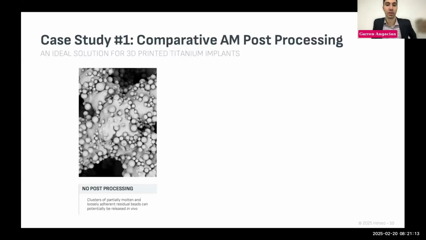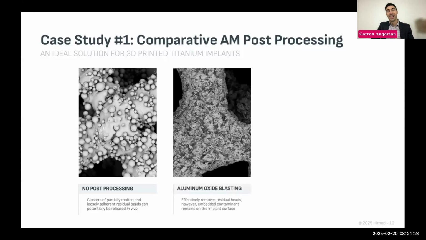Next, I want to talk through just a few case studies, again, of some work that we've done here at HiMed. So this is an image of node post-processing. I don't need to beat the dead horse on the beads existing. They were there. And we ended up taking some of these 3D printed lattices and aluminum oxide blasting it. That's a common grit blast media that's used. And when we did blast, we see that it does effectively remove those residual beads.